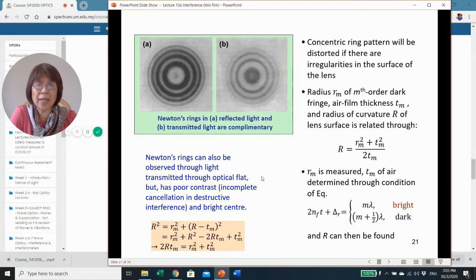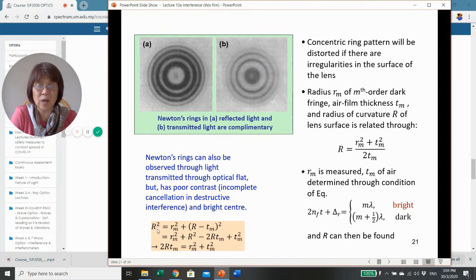Okay, so let's look at the radius of the mth order. This is what you're going to see. These are the Newton's rings pattern. This is when you look at the light that's reflected from the optical flat and passing through that lens. And this would be if you were to view it underneath the optical flat. Now, because there's no perfect cancellation for the transmitted beam, that's why the contrast is not so good. And over here, come back to this.